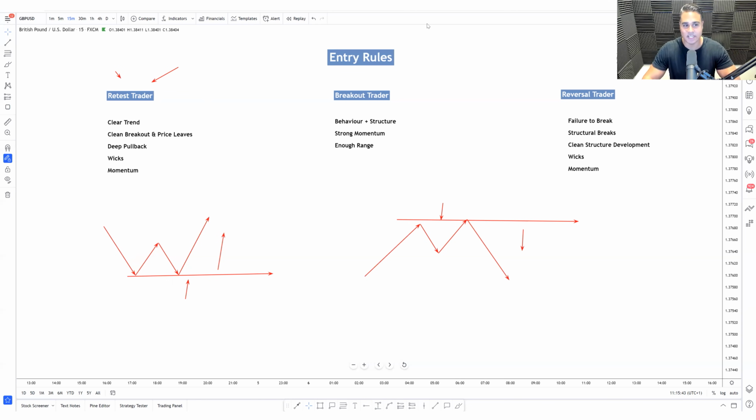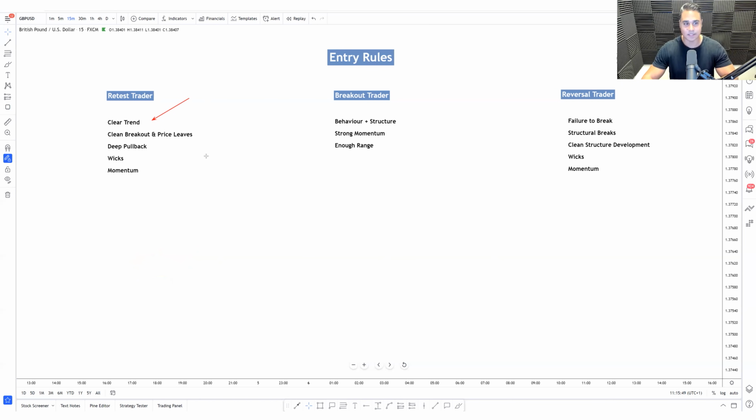It says retest trader. So the first thing that you're looking for as a retest trader is a clear trend. It's that simple. If you can stick to clear trends as a retest trader, you are going to increase the likelihood of your success dramatically. It's only when you start to combine the retest trader mindset or approach with the reversal trader approach that you're going to start to add confusion to your trading, and subsequently you're not going to see the results as you want to see them.